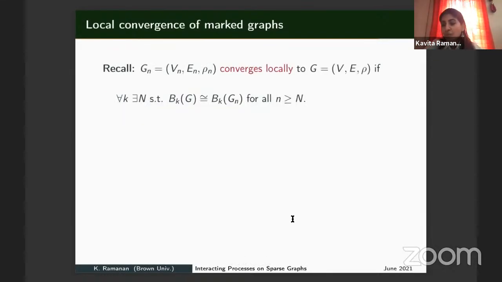Now, we're interested in convergence of random graphs, but what are we trying to do? Remember, we're trying to show process-level convergence. So we're trying to show that if G_n converges to G locally, then this process on G_n will converge to some process on G, the same process X^G on G.